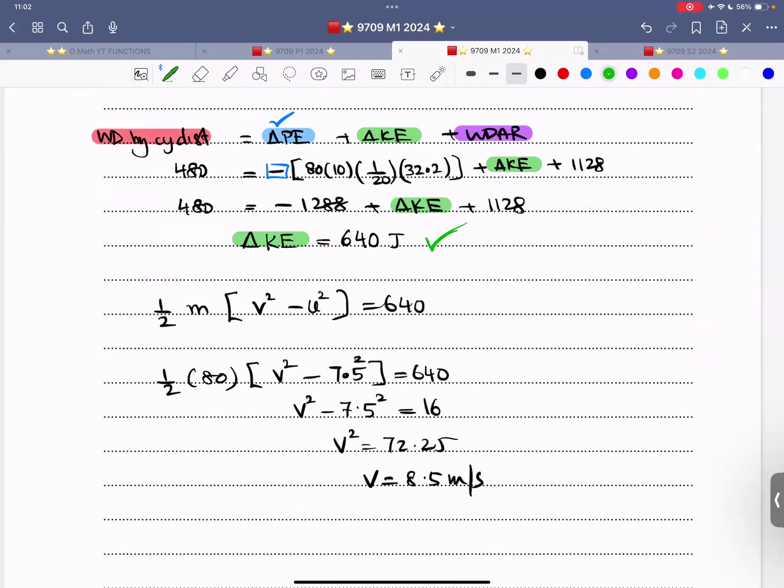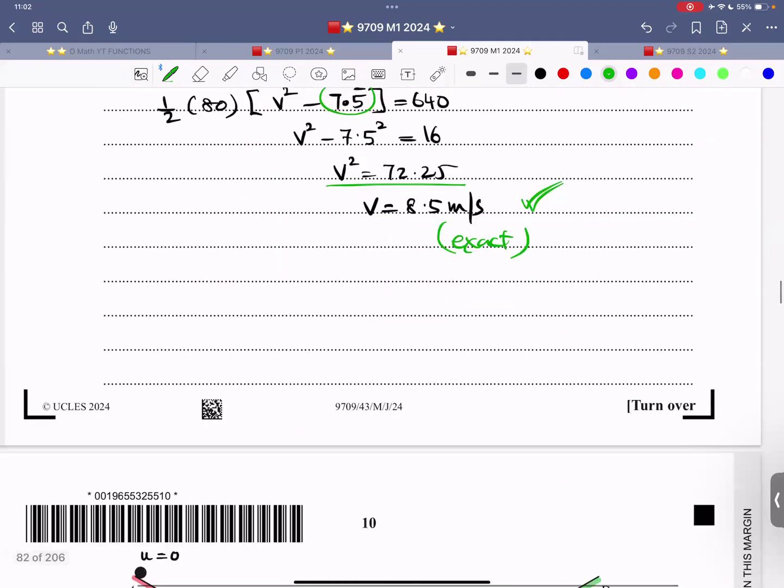Now, what is change in kinetic energy? That is half m, final velocity squared minus initial velocity squared. Initial velocity is 7.5, that is squared. Let me make v squared the subject. So therefore, v comes out to be 8.5 meters per second, and that is an exact value. No need of rounding off. So that is a nice question.